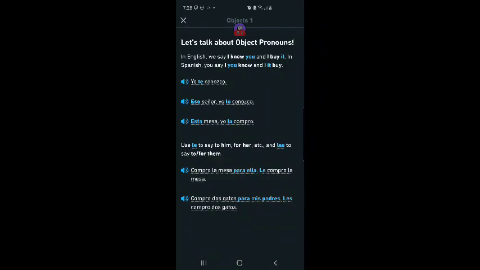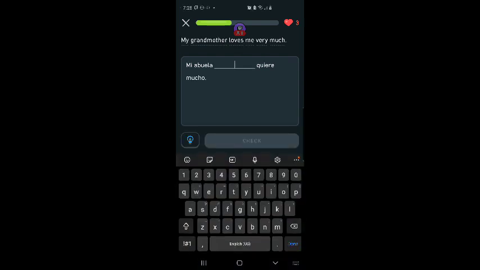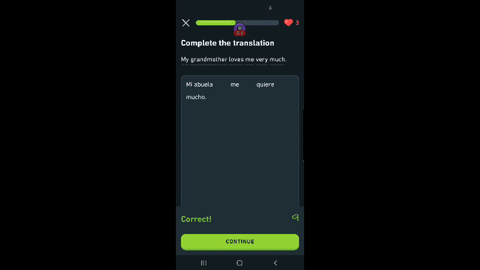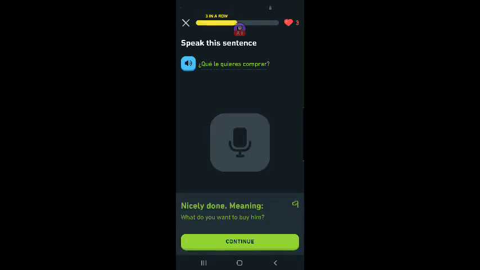I'm going to read the rules. I got to figure this out. In English, we say, okay. See, it's not even listed on their las. So, mi abuela blank quiere mucho. Me. Yes, I did it. ¿Qué le quieres comprar? ¿Qué le quieres comprar? What do you want to buy him?